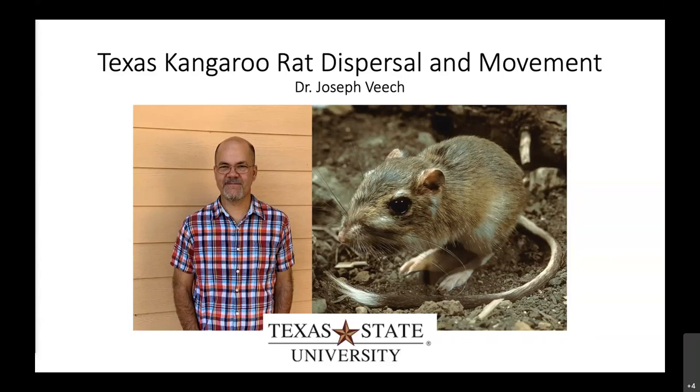This particular research was funded by a Section 6 grant from Texas Parks and Wildlife and carried out by Texas State. Dr. Joseph Veech has worked as a professor in the Department of Biology at Texas State since 2008. He has an MS from New Mexico State University, and his PhD from the University of Nevada in Reno. In addition to Texas kangaroo rat, he has also conducted research on the Gulf Coast kangaroo rat, and he studies various aspects of ecological theory and modeling.